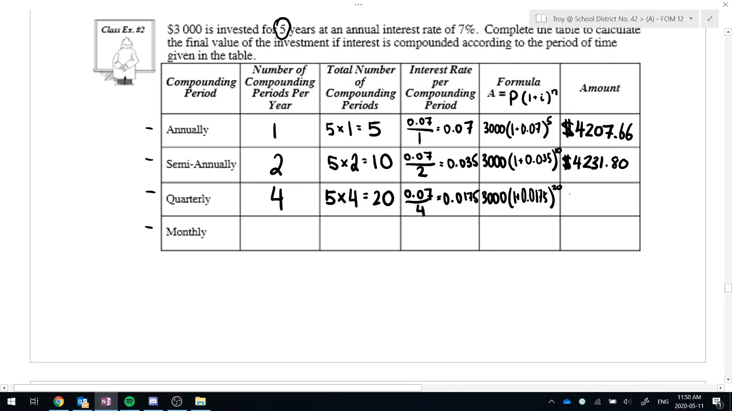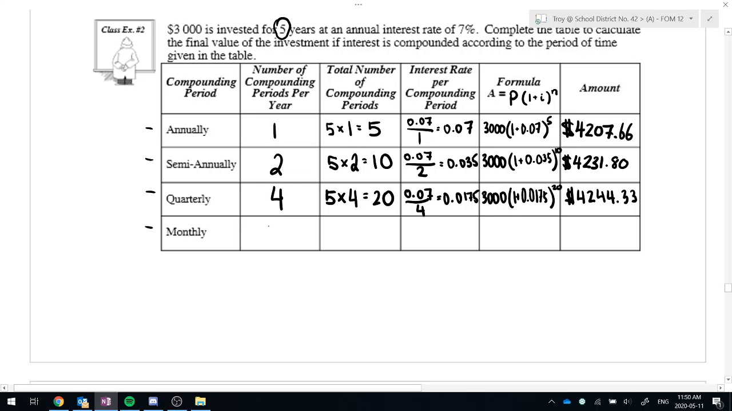And that gives us a final value of the investment of $4,244.33. So again, the more often we compound, the more money we'll get out of the investment.